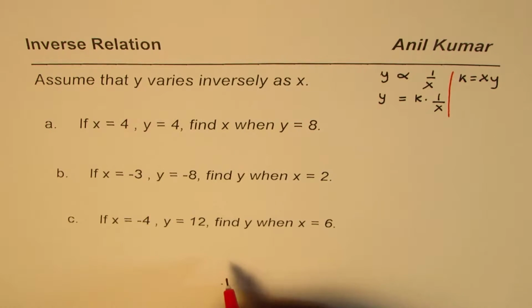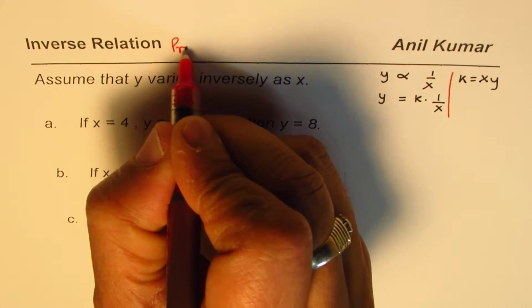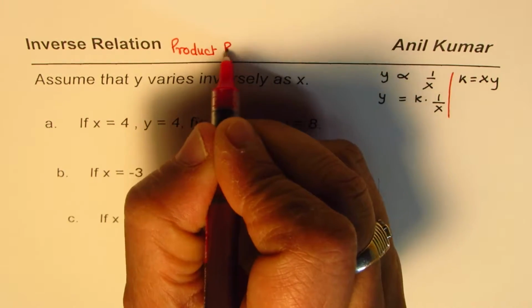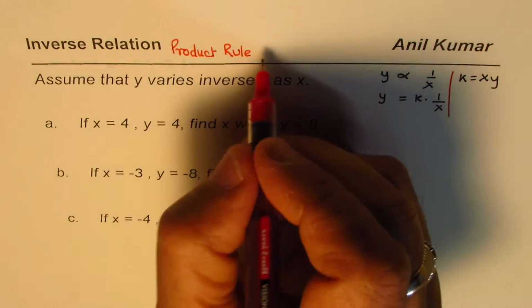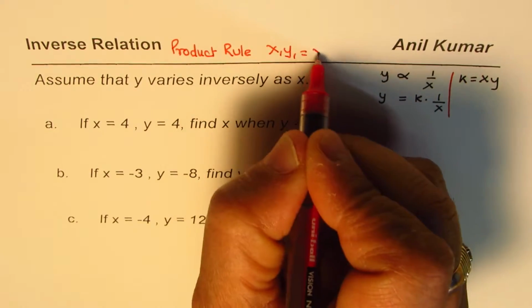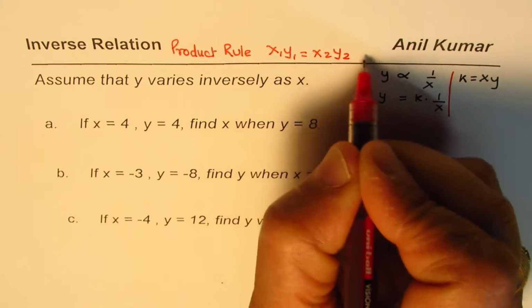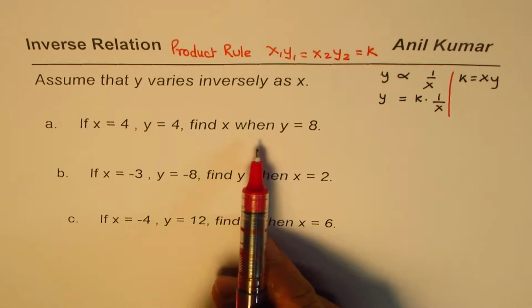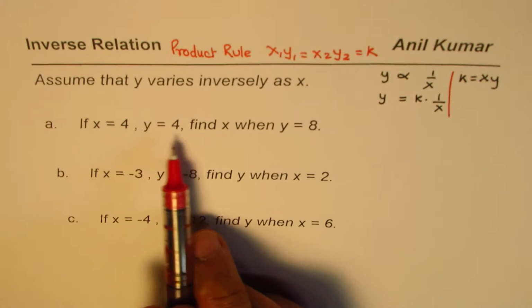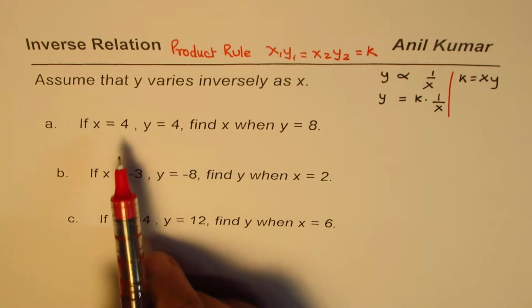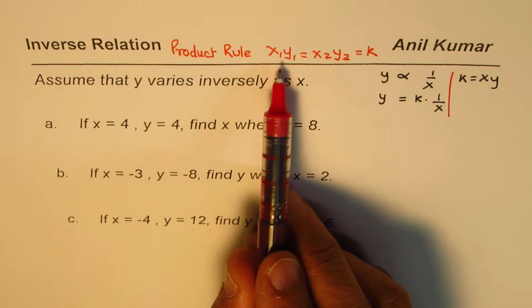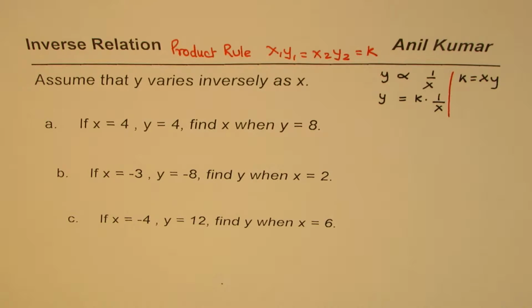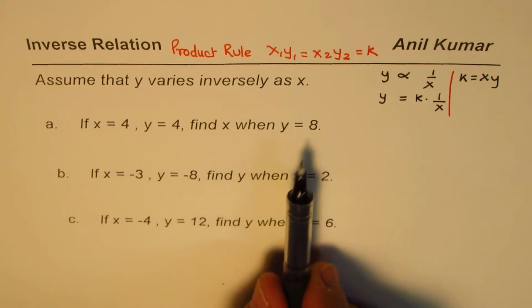So in this particular example, we'll use the product rule. That is x1 y1 equals x2 y2, right? And both are equal to constant. So in a particular relation, if there are more than 2 points, correct? So both will be related by having the same product. If the product is the same, then we say that they follow inverse relation, correct? So using this, we can easily solve the question.